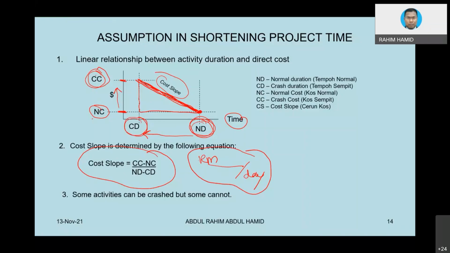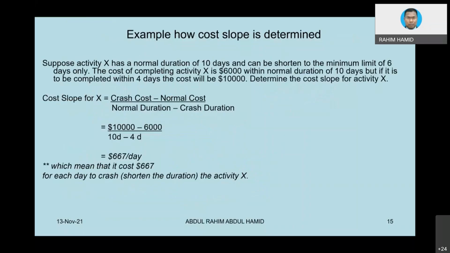Let's say you want to reduce the activity duration by 1 day, so you have to add this additional amount. Okay, let's take an example. Activity X, one activity. Let's draw something like this. This is time. This is what we call cost.